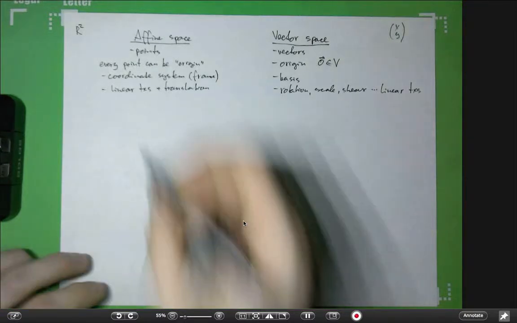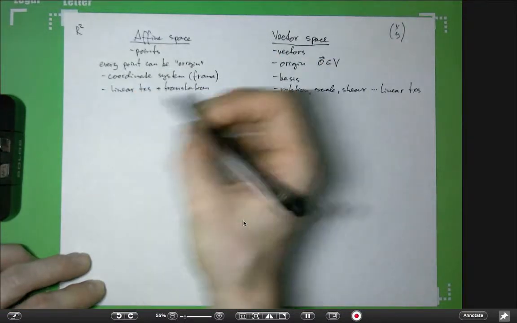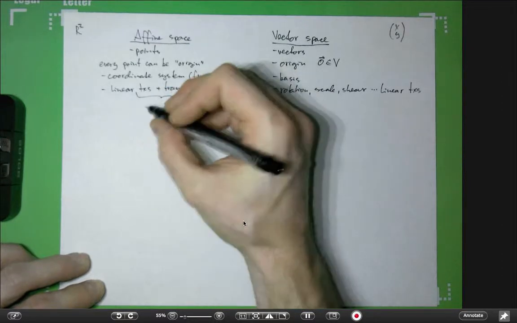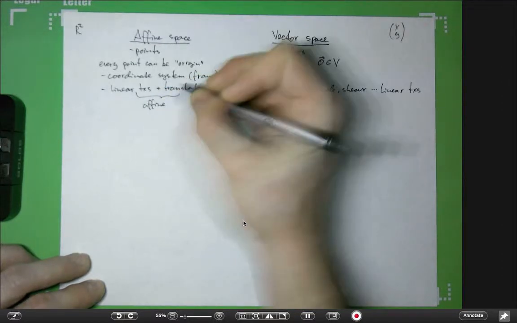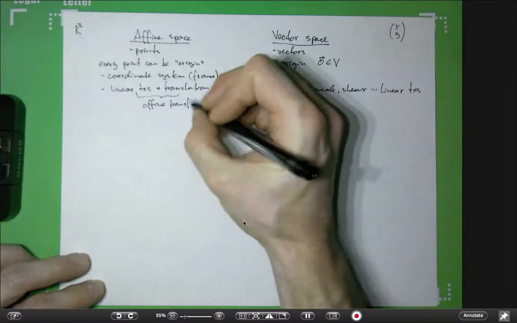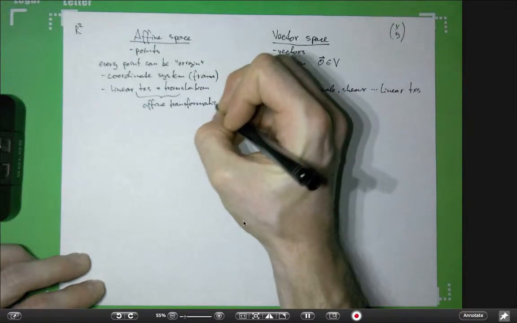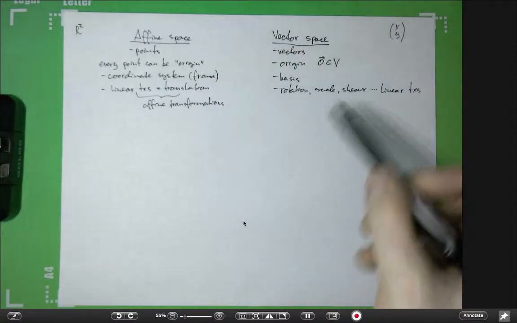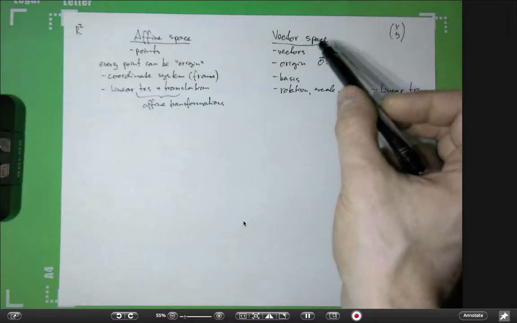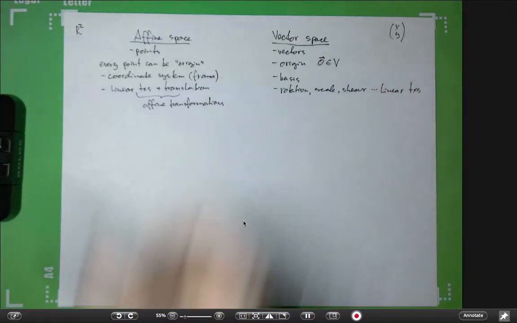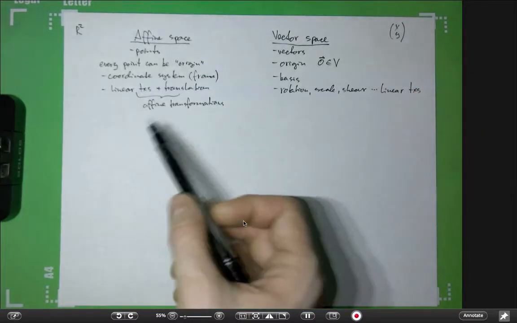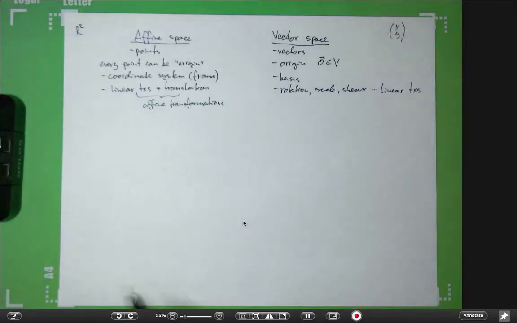So linear transformations plus translation are collectively called affine transformations. They would be basically what linear transformations are to vector spaces: that's what affine transformations are to affine spaces. And all it really means is adding the translation.